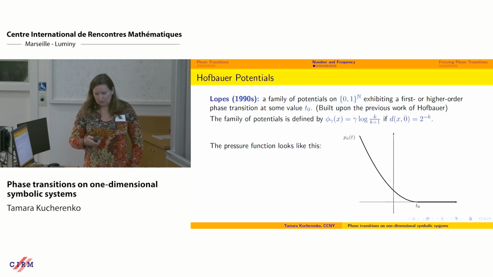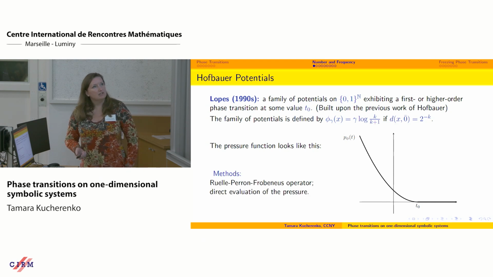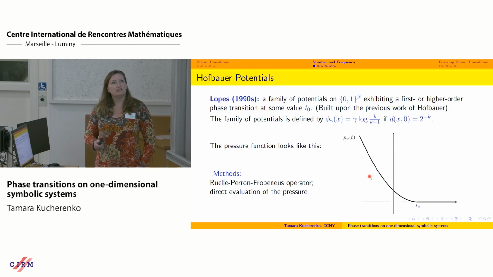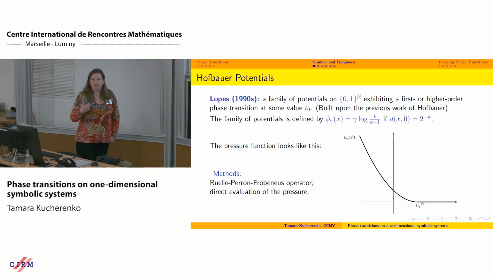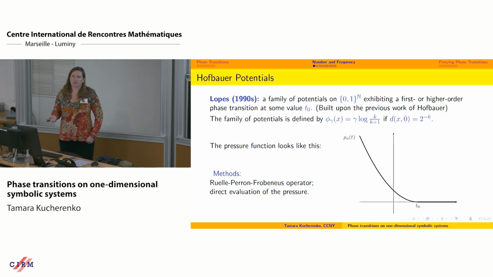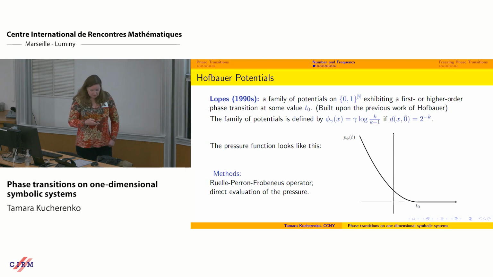So what were his methods? To show that we have uniqueness here, he used the Ruelle-Perron-Frobenius operator technique, and to show that we have two equilibrium states here, he used direct estimates on the pressure, via the topological definition of the pressure. Because the potentials are very explicitly defined, he could get the estimates from the definition of the pressure and get the result.